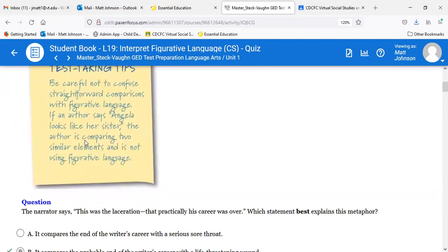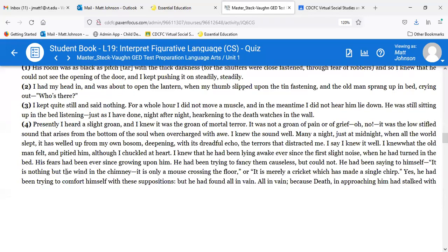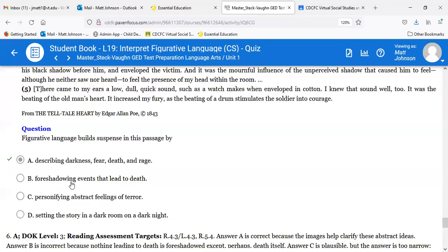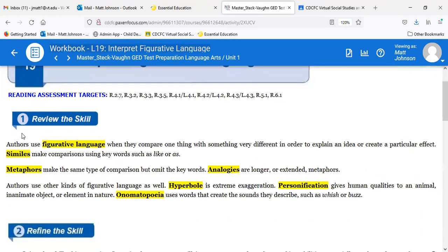6 was A. So now we're getting a handle on figurative language, and some good examples here, especially with Poe, because he was a master of figurative language. So let's take a look at the workbook there. Okay. And again, what he says here is authors use figurative language when they compare one thing with something very different in order to explain an idea or create a particular effect. Generally speaking, that is figurative language, or using a figure of speech. You're comparing one thing with something very different in order to explain.